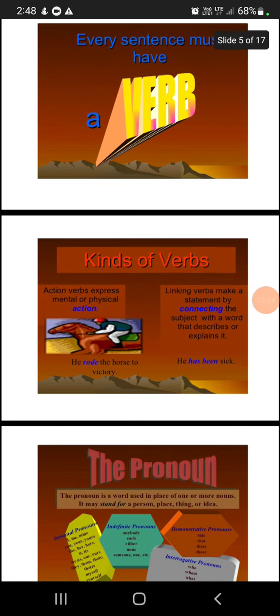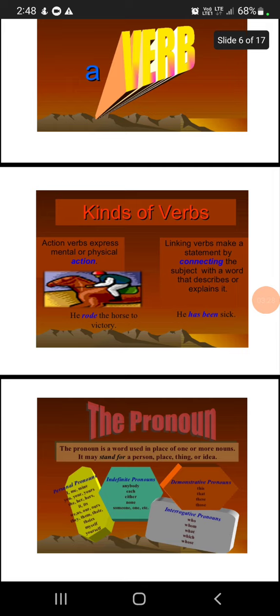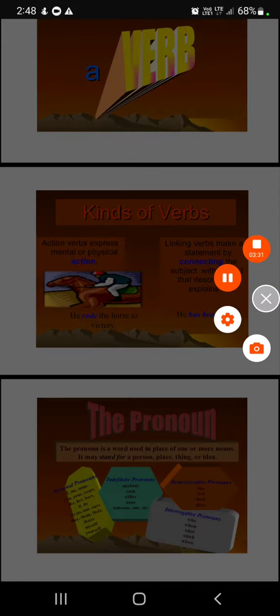The kinds of verb represent two different things. The action verb expresses mental or physical action. Linking verbs make a sentence by connecting a subject with a word that describes or explains it. In the picture we can see an example: He rode a horse to victory, and here he has been sick. So action or connecting words are always called verbs.